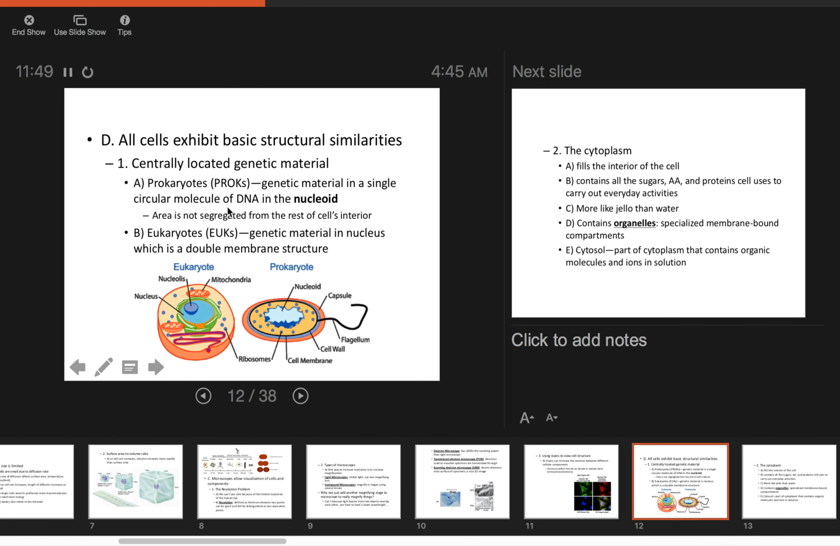Okay, all cells do exhibit some basic structural similarities, however. They have genetic material, and it's usually centrally located. However, I do want to point out prokaryotes don't have a nucleus, okay, but it's in the center of the cell, and we call it the nucleoid. Another thing about prokaryotes and their DNA is that it's a circular molecule. In eukaryotes, we have it in the nucleus. It's a double-bound membrane, and in most eukaryotes, it's linear. I should have put that in there. So that's one similarity, genetic material.